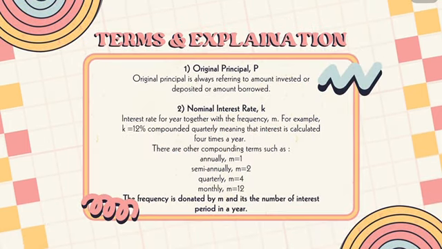Let's take a look at the formulas of compound interest first. Original principal, which is P, always refers to the amount invested, deposited, or borrowed. Second, nominal interest rate, which is K, the interest rate per year, together with the frequency M. For example, K equal to 12% compounded quarterly means that interest is calculated 4 times a year. There are other compounding terms such as annually, M equal to 1, semi-annually, M equal to 2, quarterly, M equal to 4, monthly, M equal to 12. The frequency is denoted by M and is the number of interest periods in a year.